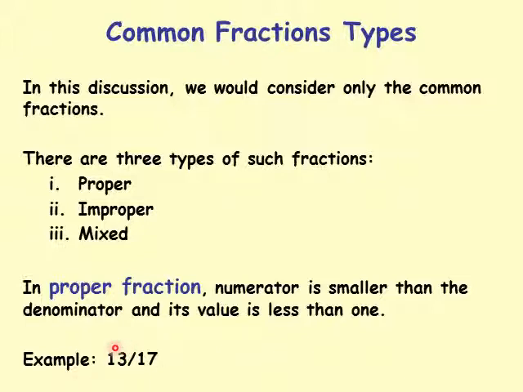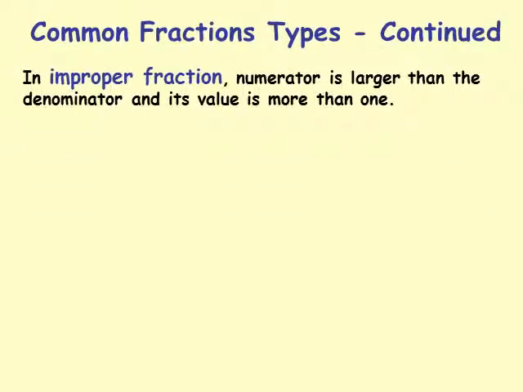13 is the numerator, 17 is the denominator, 13 is smaller than 17, and the value of the fraction 13 divided by 17 is less than 1. This is a proper fraction. Improper fraction: the numerator is larger than the denominator and its value is more than 1. Let's continue here. Example is 21 divided by 19. 21 is in the numerator, 19 in the denominator. 21 is larger and its value is more than 1.